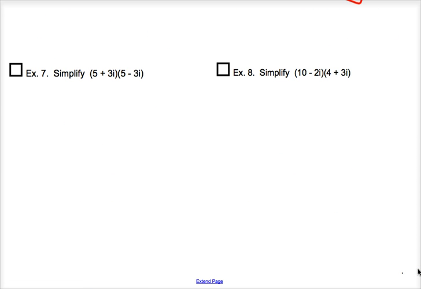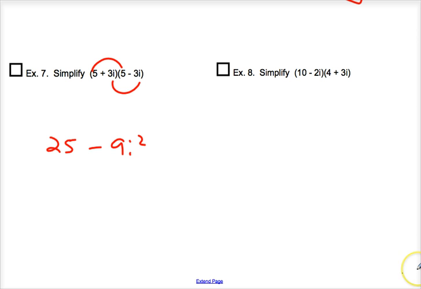All right, now we got to do a little work here. We've got a binomial times a binomial, but we're actually multiplying conjugates here, so you should know there's no middle term. This is simply going to be 5 times 5, 25, and then 3i times -3i, which is -9i squared.